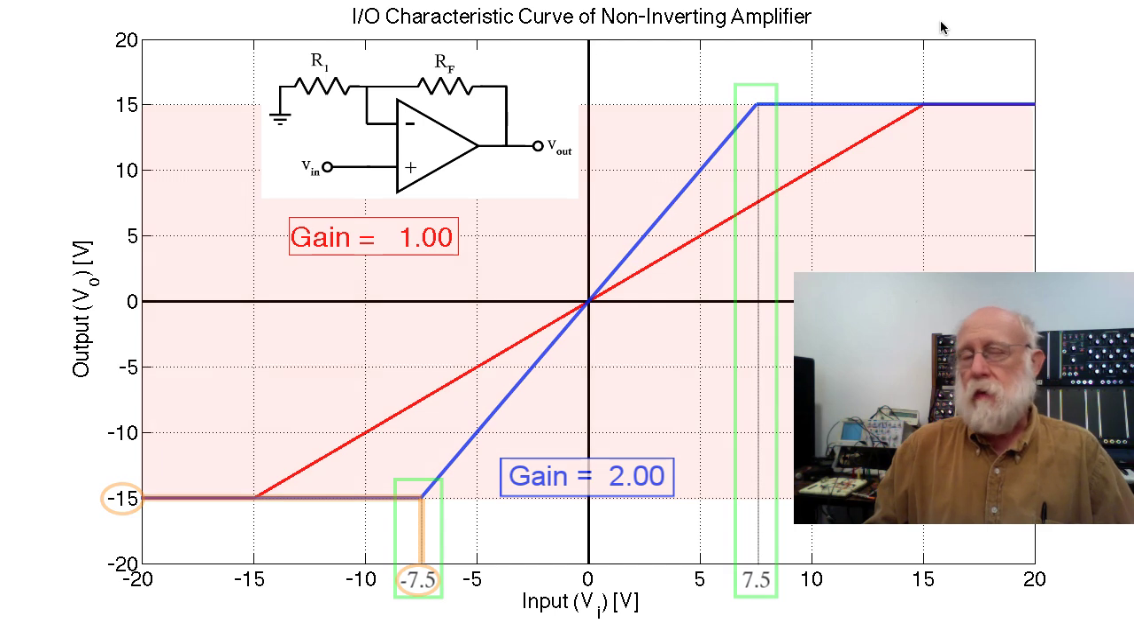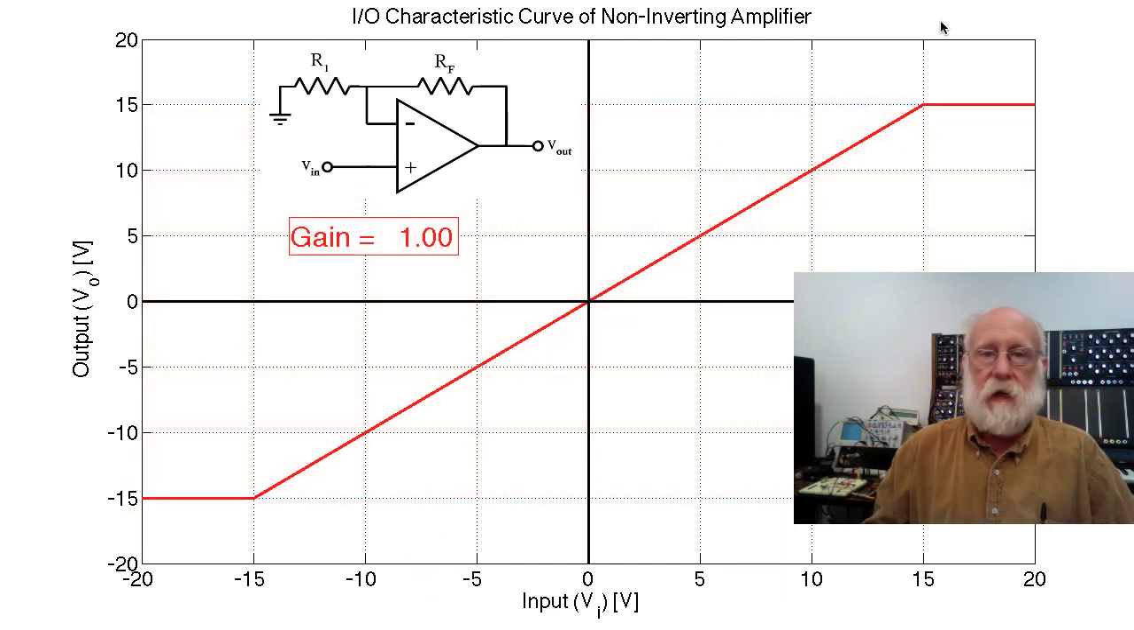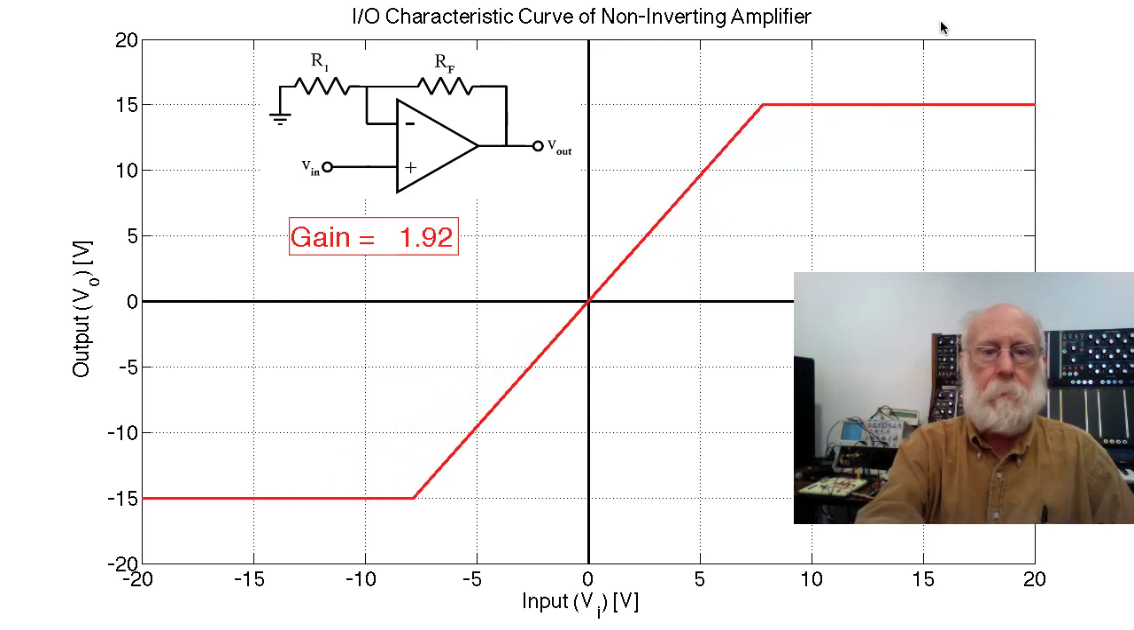So basically what's going to happen as you increase the gain, the diagonal line is going to become more and more vertical, and the space between the points where it saturates get closer and closer. So let's run a little simulation of this, and we're going to increase the gain from 1 to 100. Here we go.